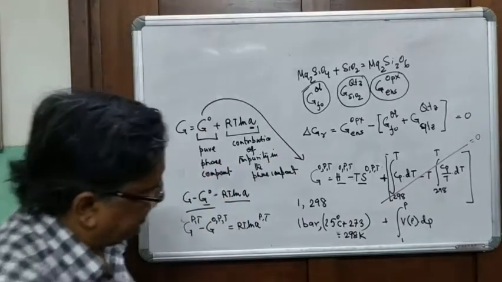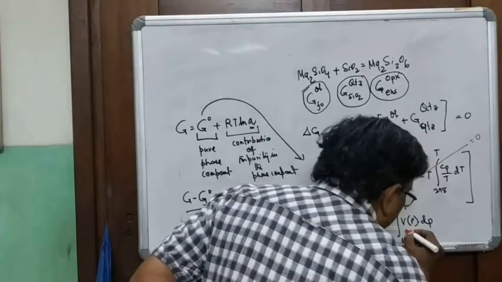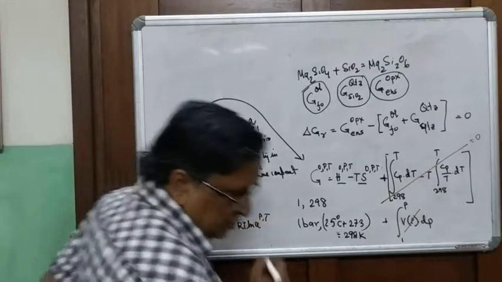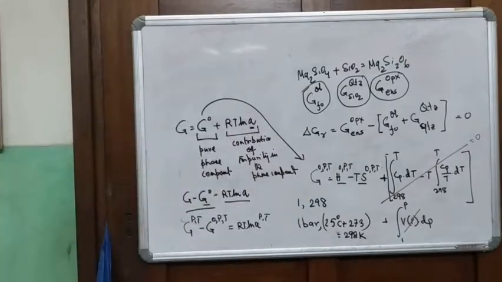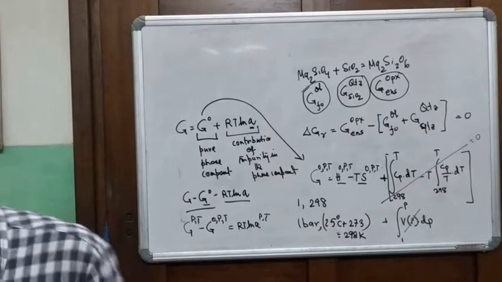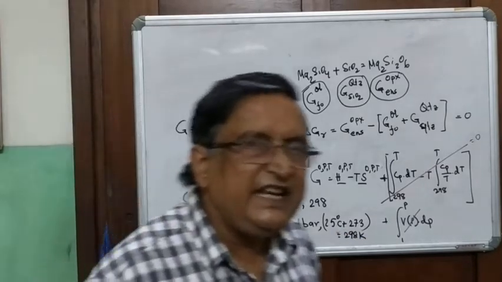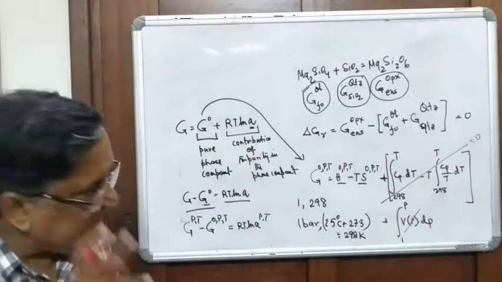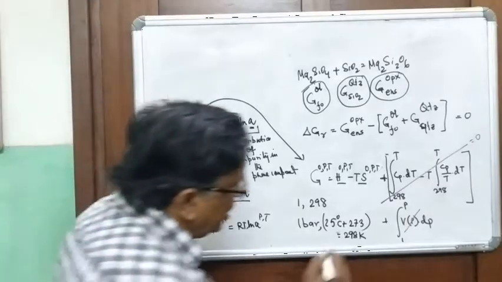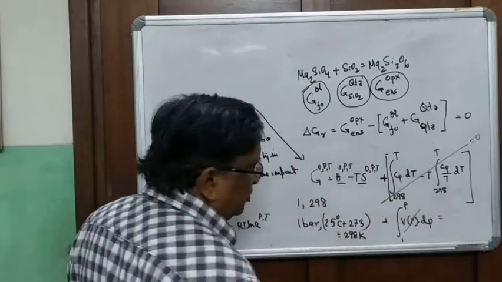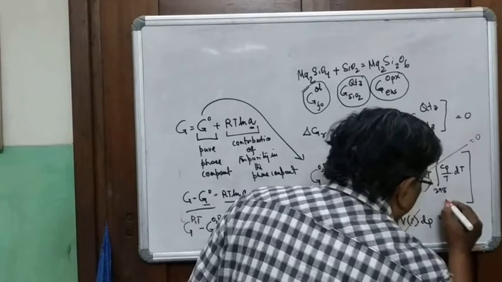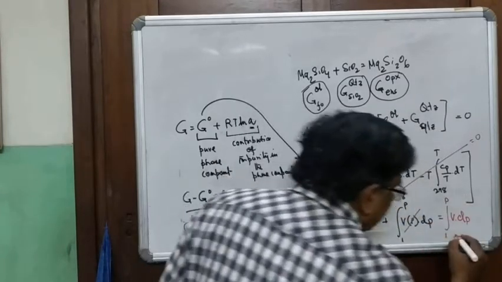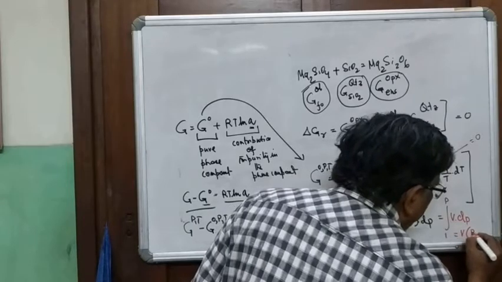And another thing: here volume is taken as a function of pressure, but we assume that the volume is independent of temperature and pressure. So this term boils down to the integration of 1 by P into VdP. That means equal to V into P minus 1.